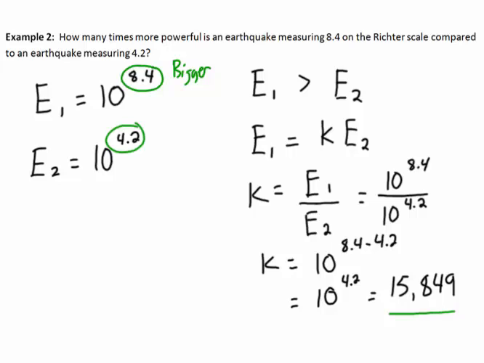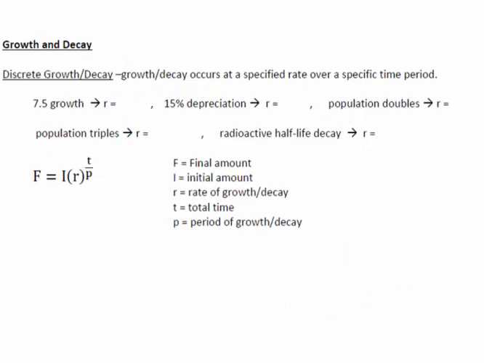So let's try one more here. And this deals with growth and decay. And we're going to talk about discrete growth and decay. And what this discrete growth and decay means is that certain types of growth or decay occur at a specific rate over some period of time. So if we're told a growth, an example here is 7.5% growth, the R value, our rate, is just 7.5%. If we have a depreciation, and depreciation means it is decreasing, a decrease of 15%.